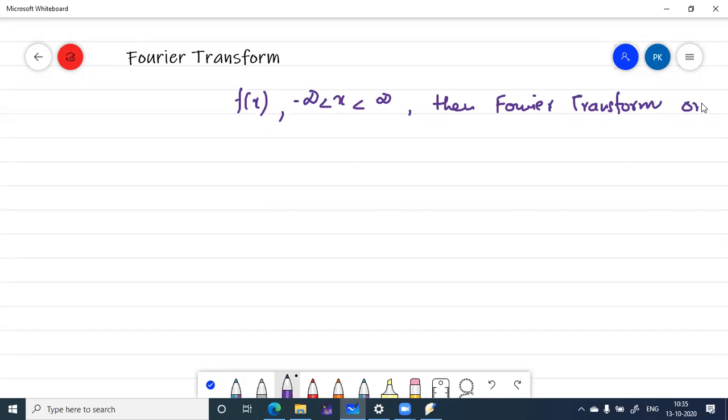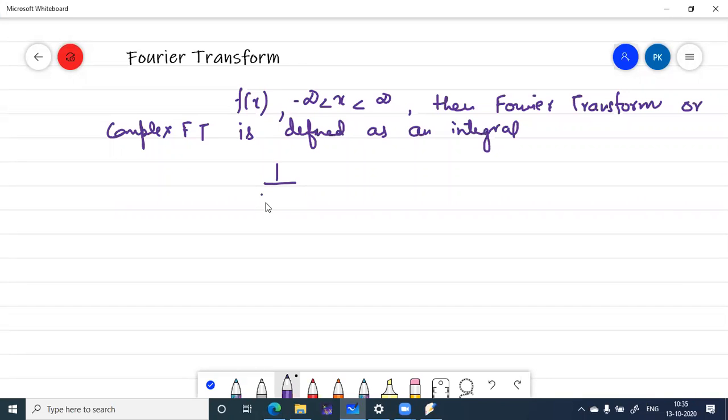And it is also called the complex Fourier transform. The complex Fourier transform is defined as an integral: 1 by square root of 2 pi, integral from minus infinity to infinity of f of x e raised to the power isx dx. As the iota term is involved, we call it the complex Fourier transform also.